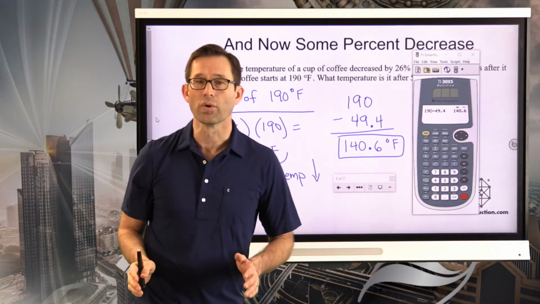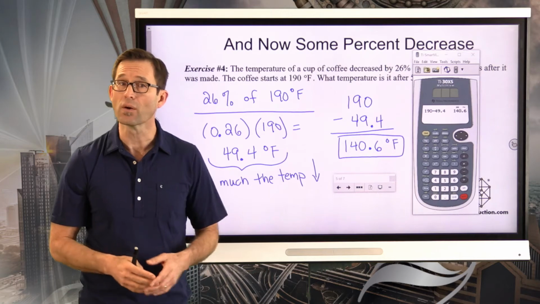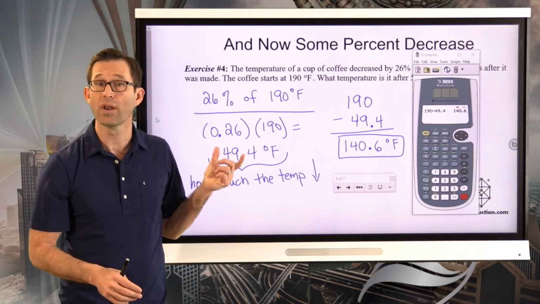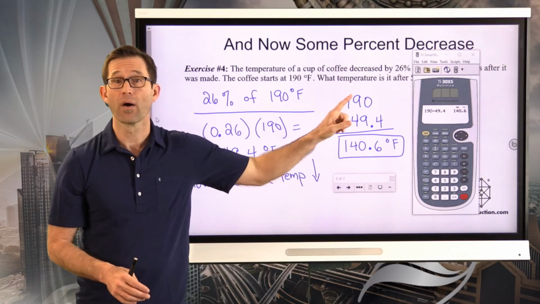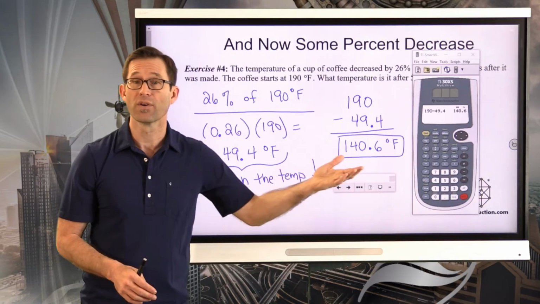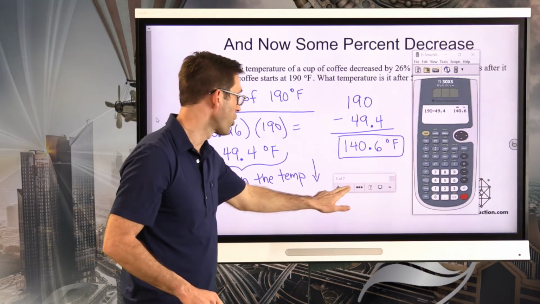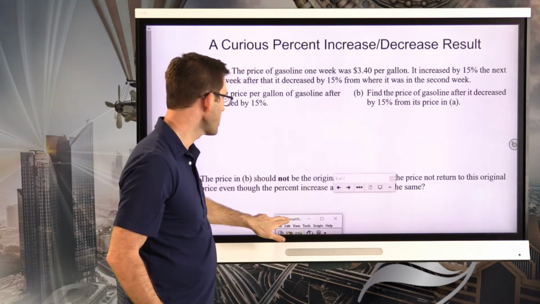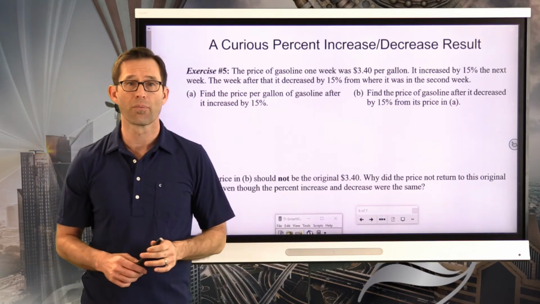So percent decrease works very similar to percent increase. The big difference is, we take whatever we're starting with, we multiply it by the percent that it's going to go down to figure out how much it went down, and then we're going to subtract that amount from what we began with to figure out what we ended with. All right, let's do one more problem. Now, there are some weird things that can happen with percent, and I want to take a look at one of those in this final problem.